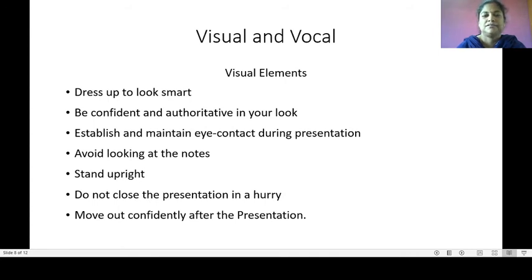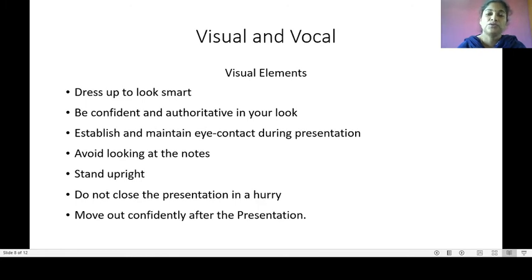And lastly, move out confidently after the presentation. Once the presentation is over, after the closing's ending sentence, or you have ended the presentation with a good picture, a positive note, after that, make an exit. Go out of the room confidently.